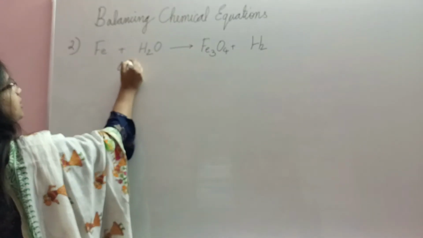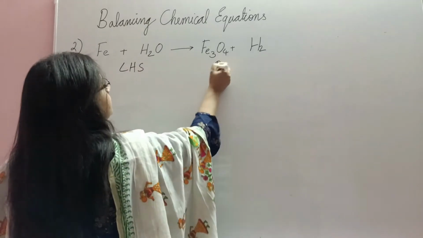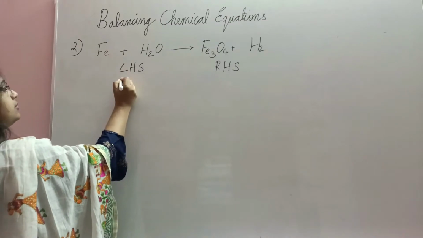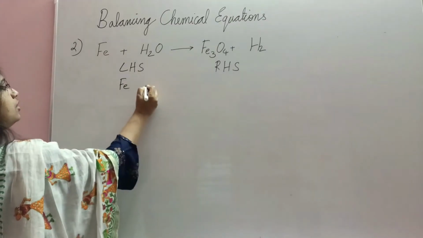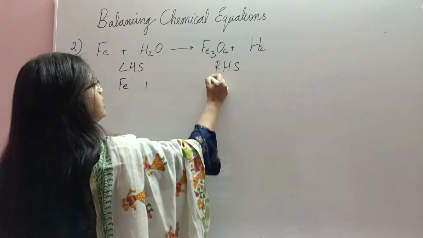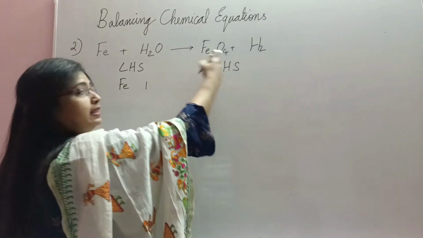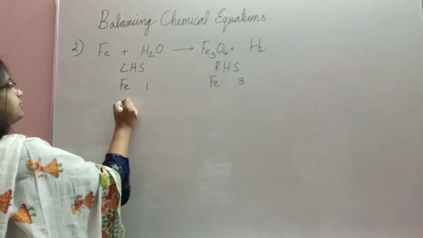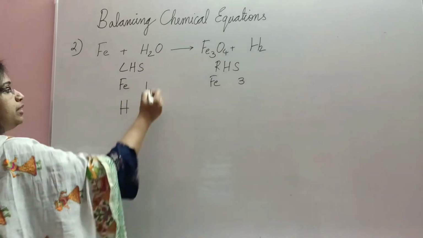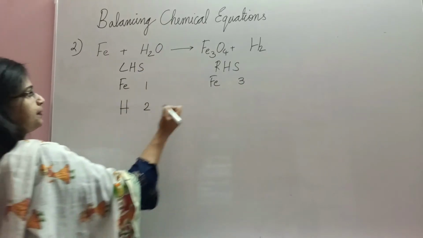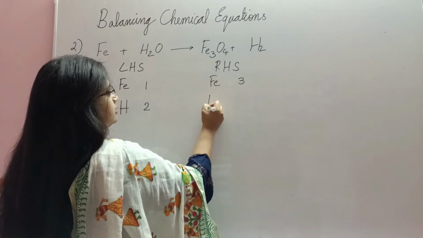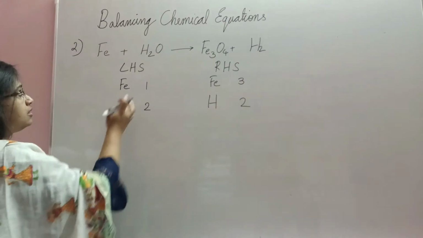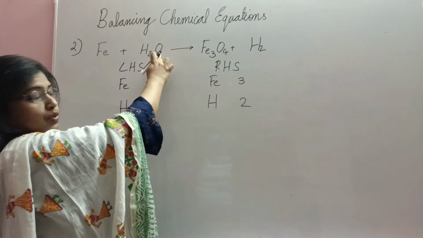Now this is the left hand side, children, and this is the right hand side. We can begin with iron. How many iron atoms are here? Only one. Now how many iron atoms are there on the product side? 3 are there. Now comes hydrogen. Hydrogen H2, that means 2 are there here on this side, hydrogen, there are 2 atoms. They are already balanced.